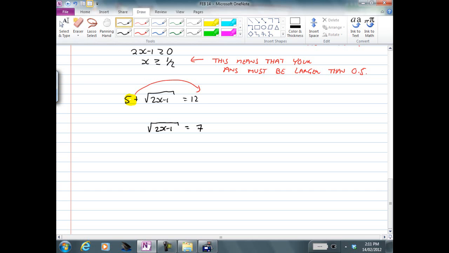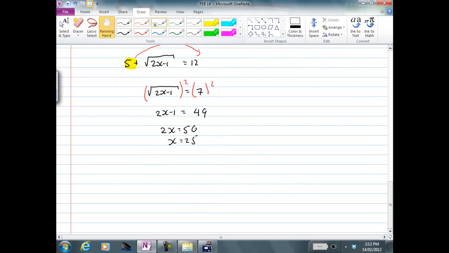Way too noisy. Settle down. I'm going to square both sides. Squared, squared, and that gives you 2x minus 1 equals 49. 2x equals 50, and your answer is 25. Now, before you submit your answer, star. Always check your answer. People lose marks right here.